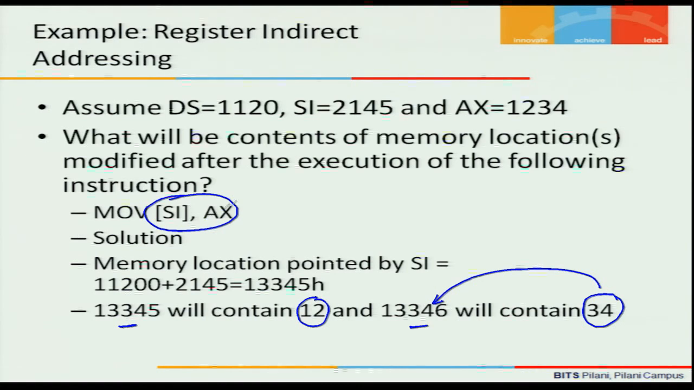Had this instruction been move within square brackets si, comma al, then it would have been a single byte which would have been moved, and the movement would have been to only 13345. That's the only movement that would have been there. So this is how the register indirect addressing works.